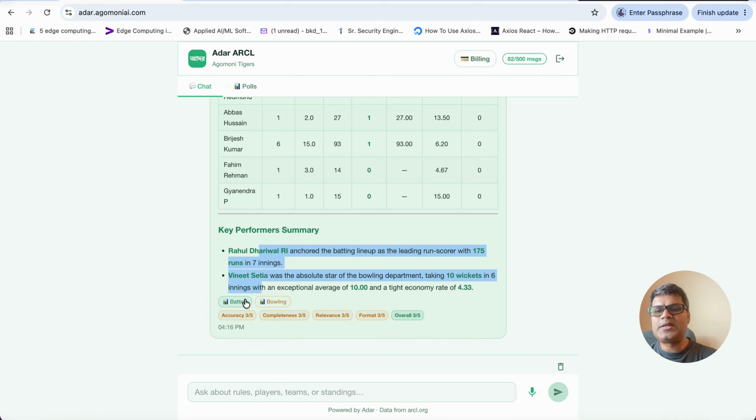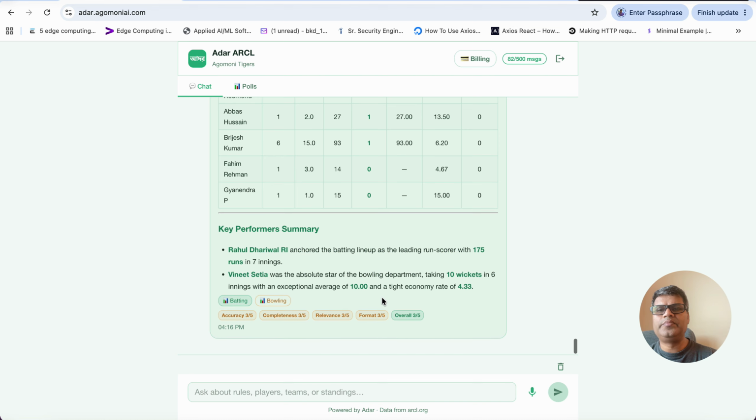So now they have batting and bowling stats. All of these questions are evaluated in terms of numbers, like 3 out of 5. Overall score is 3 out of 5, across accuracy, completeness, relevance, and format. So why does it come as a 3 out of 5, right?